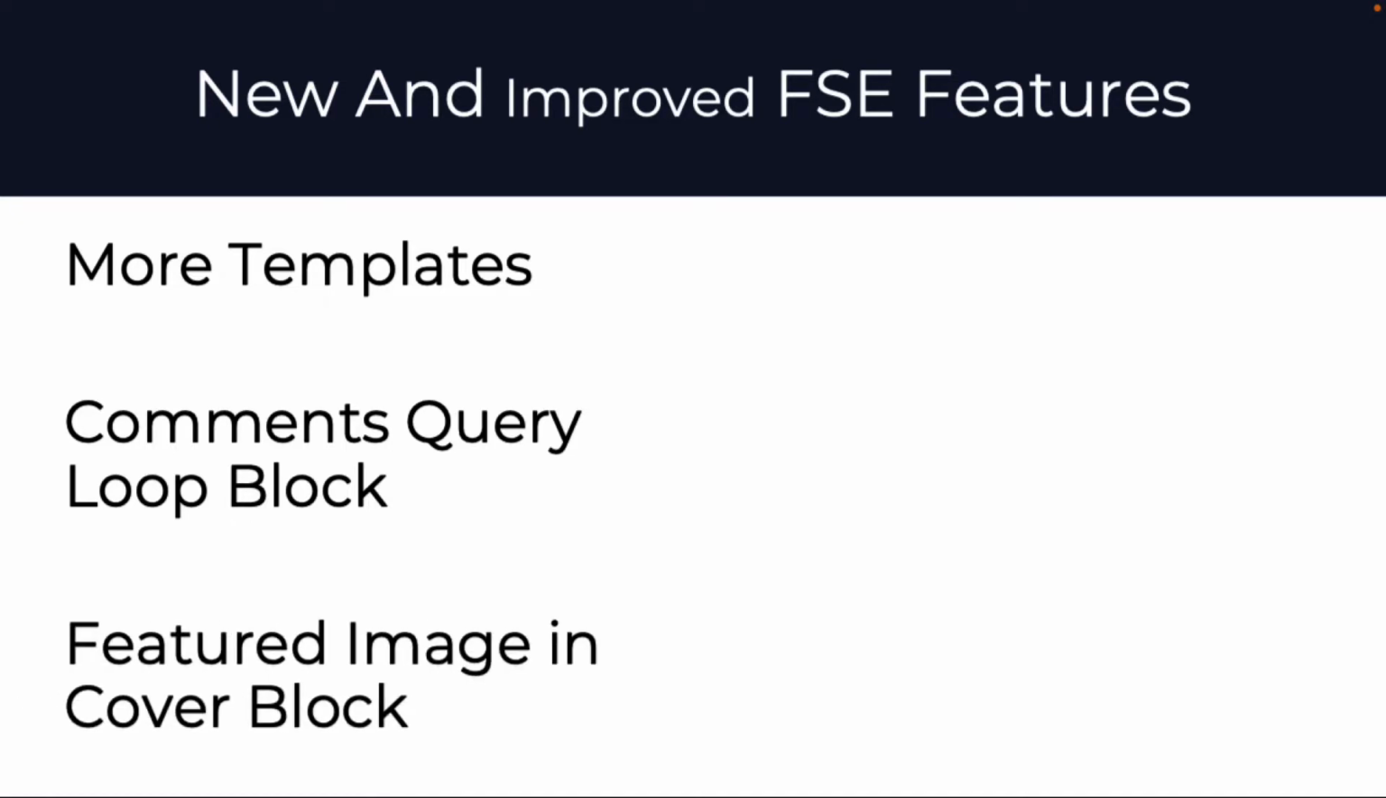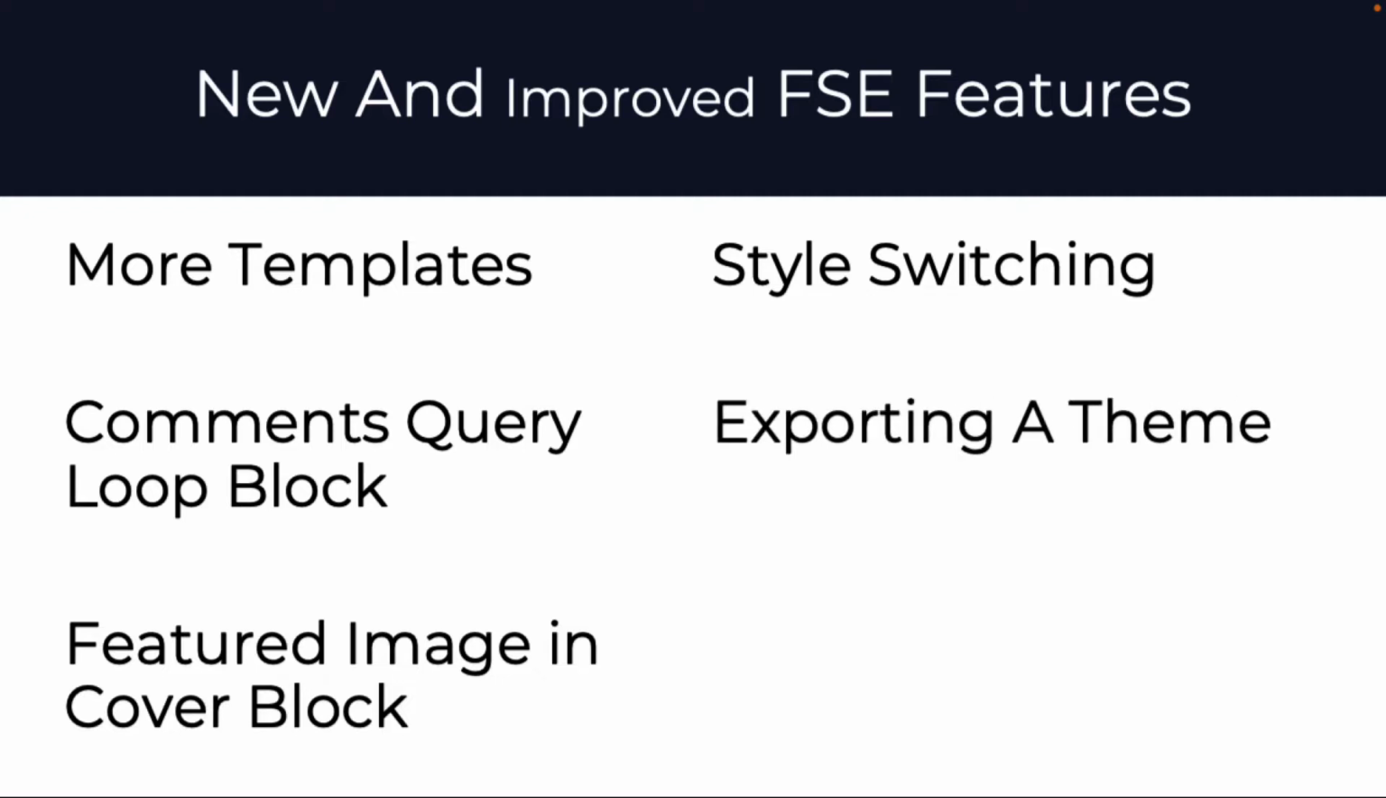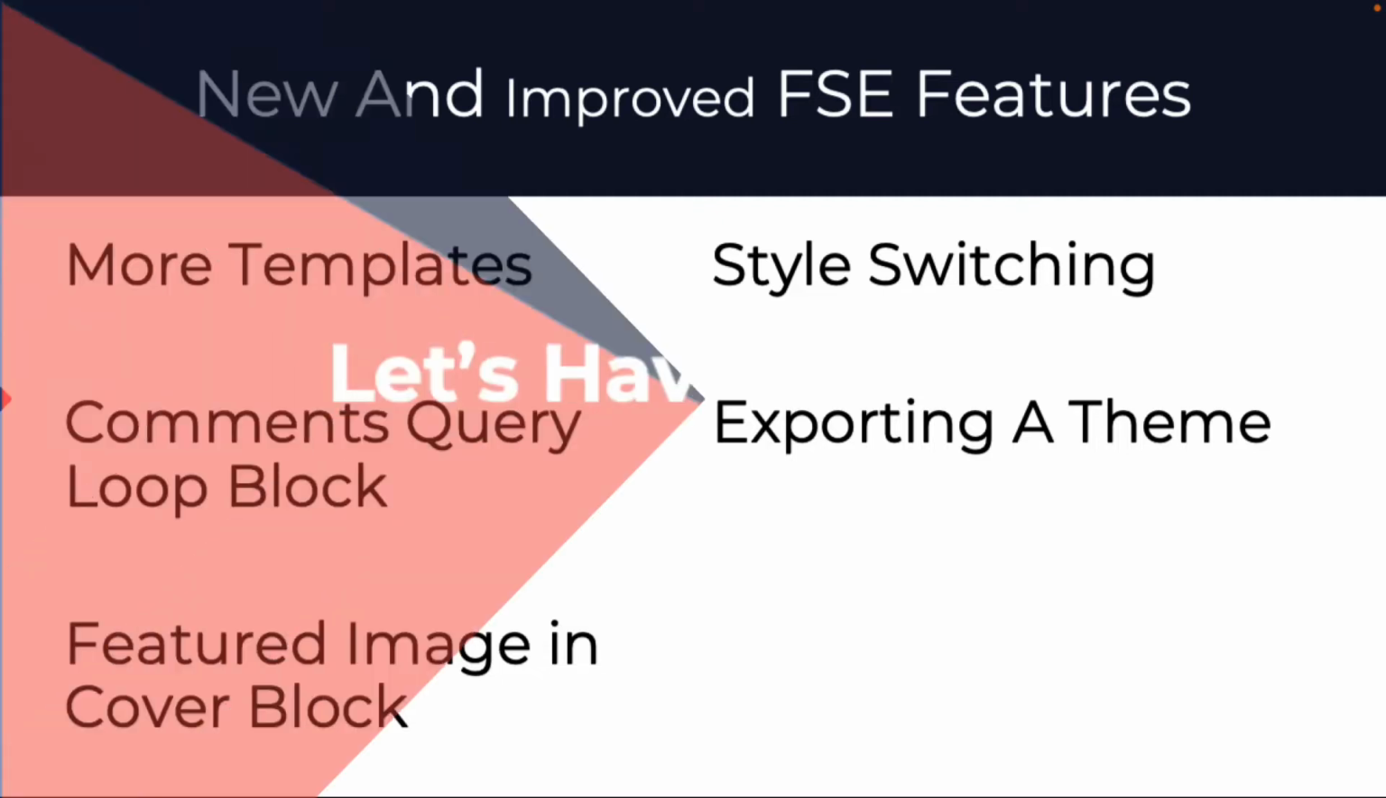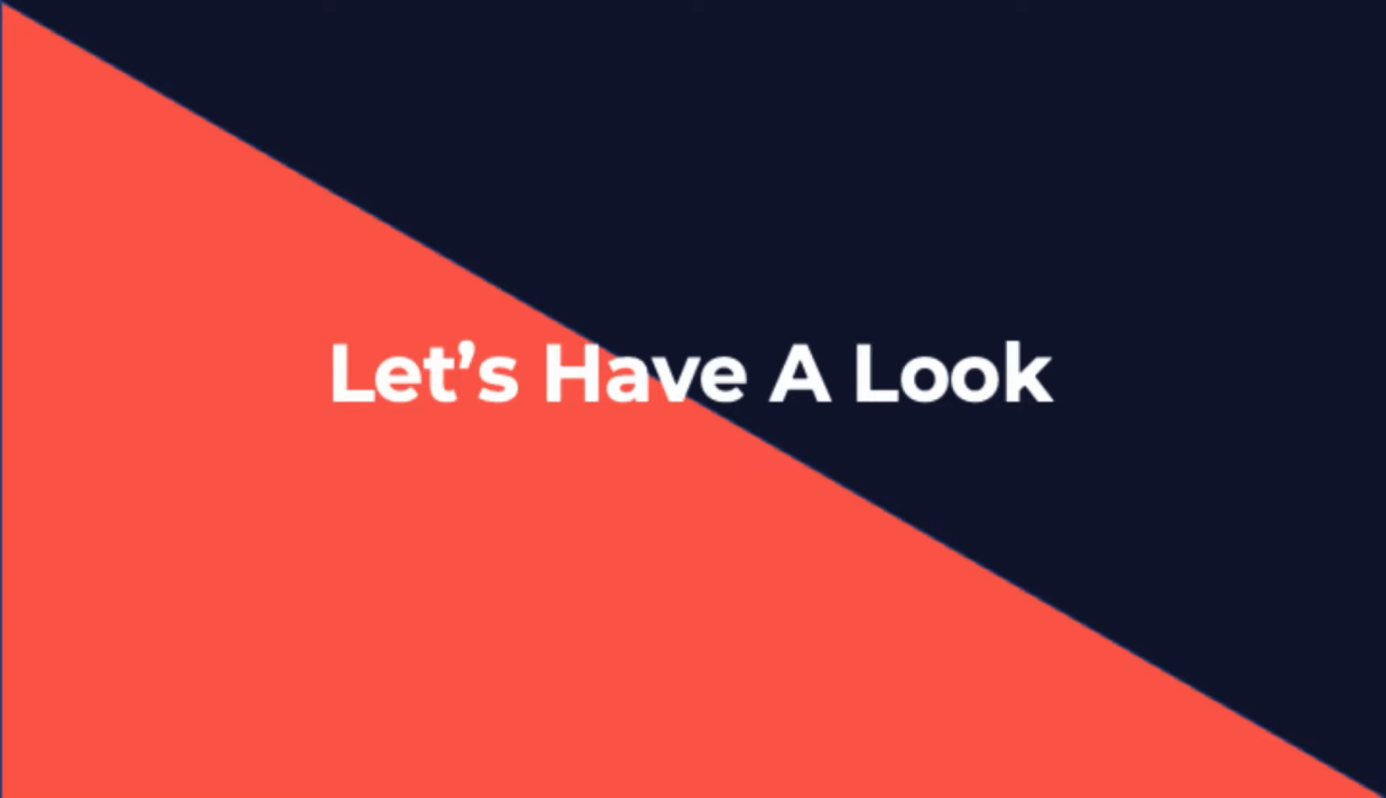And here's something that's really nice. The featured image can now be used in the cover block, and I'll show you what that means and what you can do with that. And there's also style switching, which is first introduced in 6.0, as well as exporting the theme. So that's very cool. If you create your own theme using blocks and you want to use it for another website, you can now just export that and use it for another website. Very nice. I'll show you that in 1 minute. Let's get going with the changes in 6.0.